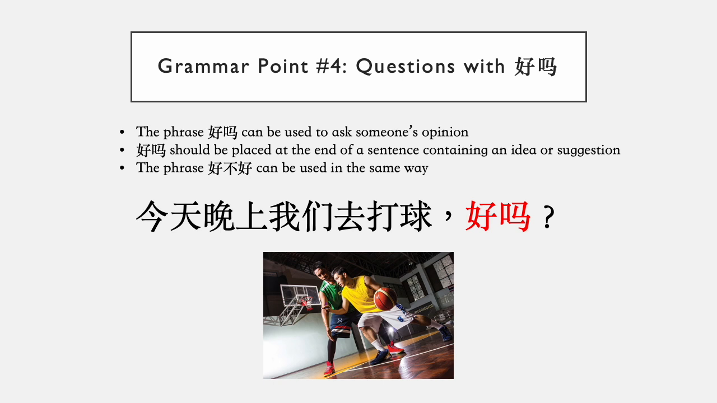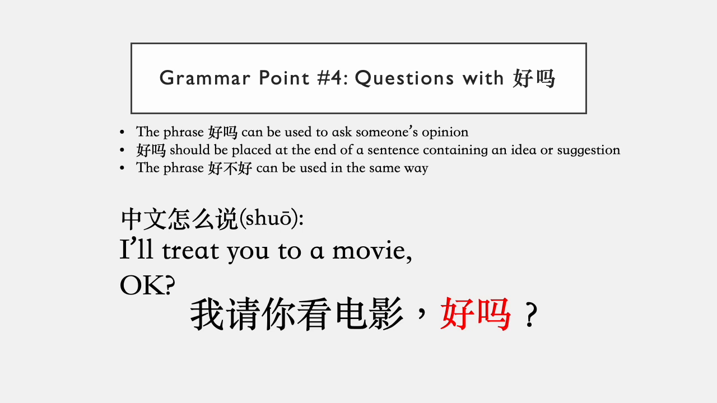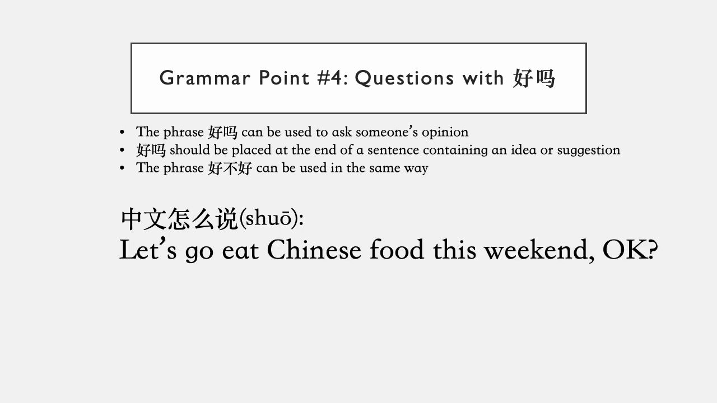今天晚上我们去打球，好吗? Right? So today, or this evening, let's go play ball. How does that sound? 好，中文怎么说? I'll treat you to a movie, okay? 我请你看电影，好吗? 好，中文怎么说? Let's go eat Chinese food this weekend. How does that sound?